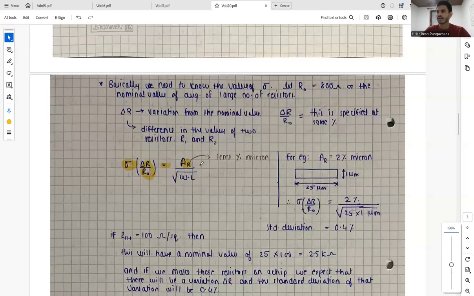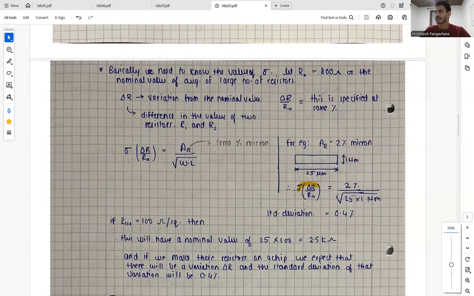And ΔR is some value, some percentage in micron. So for example, we have ΔR of 2% micron. So we have a resistor whose width is 1 micrometer and whose length is 25 micrometer. So we can say that our sigma times ΔR by R naught is basically this value, and this is our standard deviation, which is 0.4%.